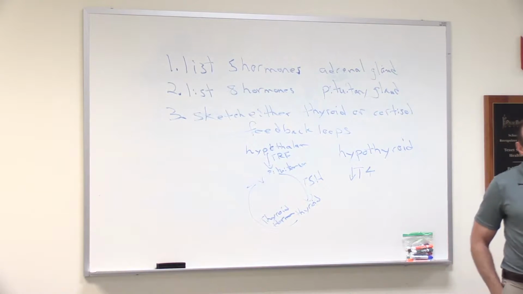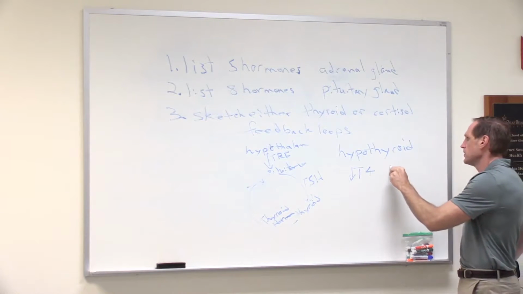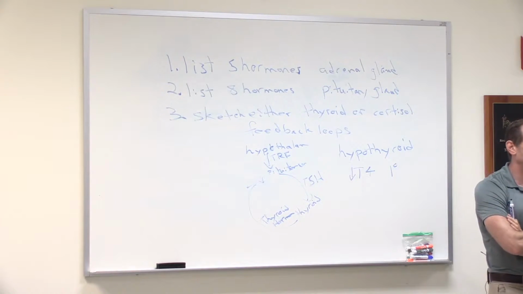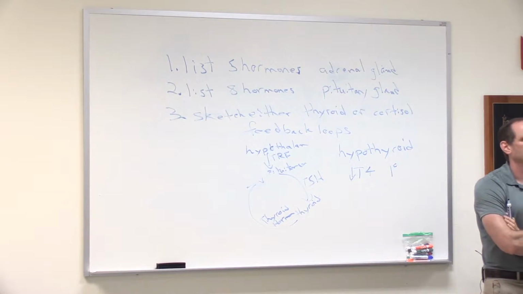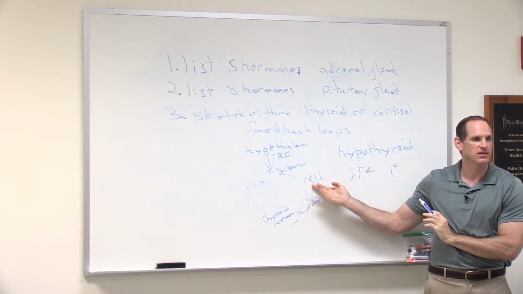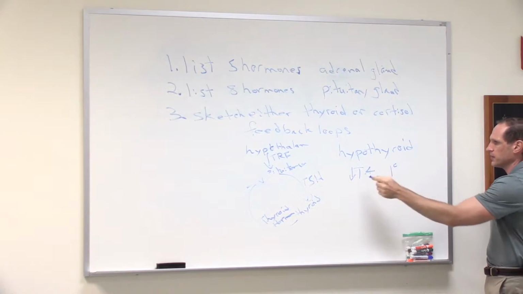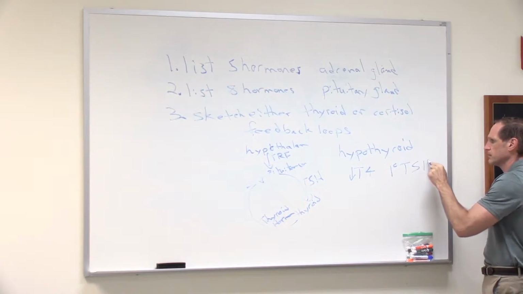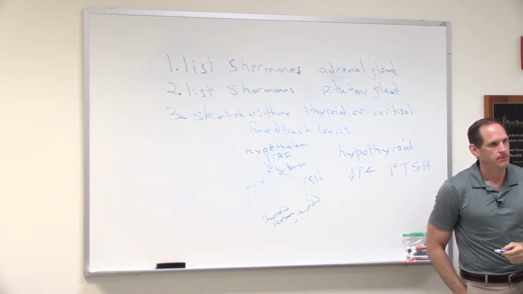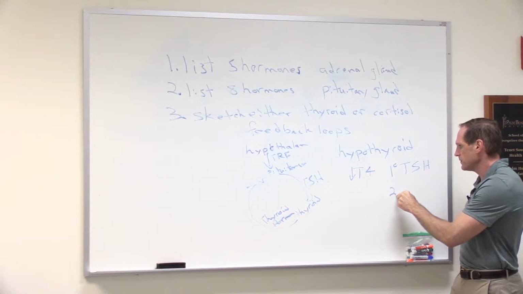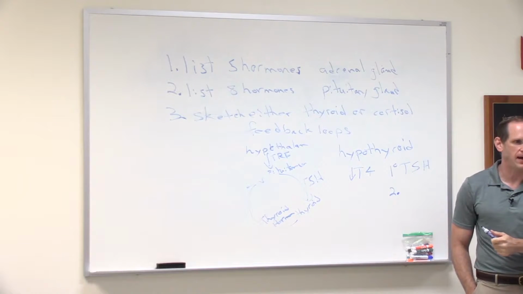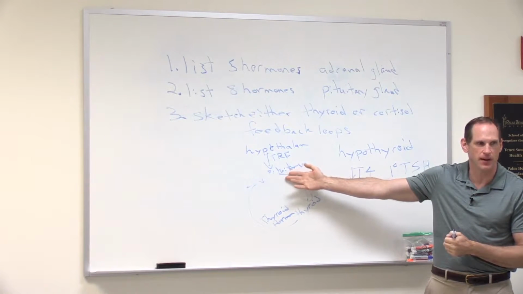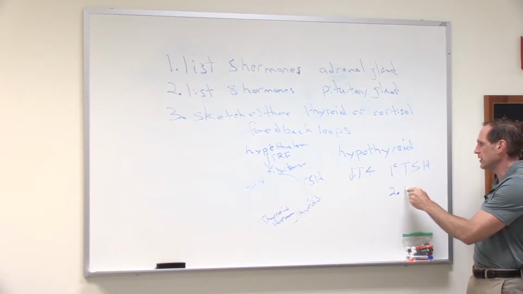Now the question is, if it's primary thyroid disease, what will the response of the pituitary be? If T4 is low, what will happen to TSH? It'll go up. So in primary, we're going to have low T4, high TSH. If it were secondary, what would we expect to happen? If the cause of the low thyroid is the pituitary is not doing its job right, we would have low TSH.